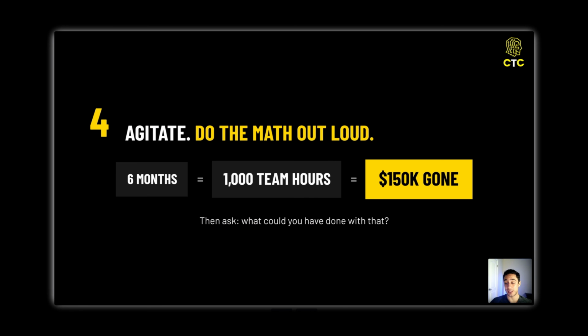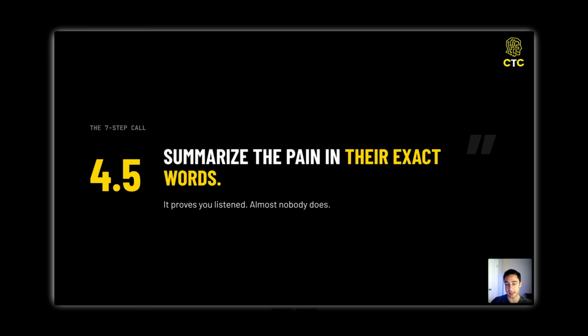Then you want to agitate. You want to do the math out loud. So if they say, oh, this is costing us 6 months, about 1,000 team hours, you want to translate that to $150,000 gone. What could you have done with that $150,000? Taking that vacation with your family, right? Paid off the college tuition, paid off the mortgage, all these things. You want to agitate that pain so they understand the stakes at hand.